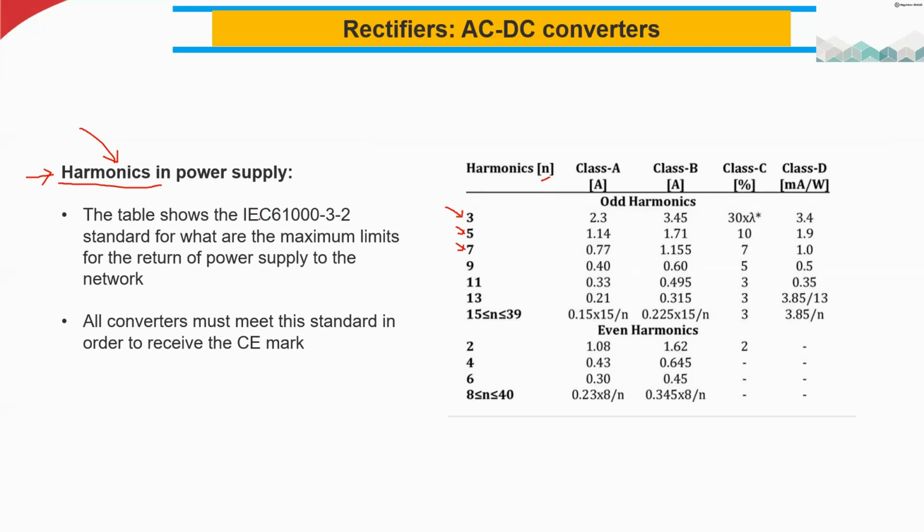So according to the IEC 61000-3-2, this is the standard. What are the maximum limits for the harmonics? So here you can see, we classify into class A rectifiers, class B rectifiers, class C, class D rectifiers.